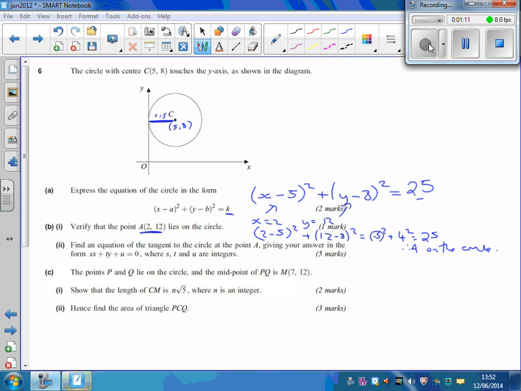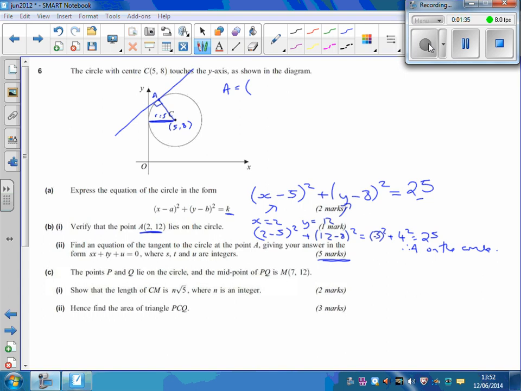Well, 5 marks for the next bit. Let's have a think about this. So we've got a tangent at A. Where is A? A is up here, isn't it? We've got a tangent at A. Worth drawing a picture as we do this. And that tangent, of course, is going to be perpendicular to the radius there.